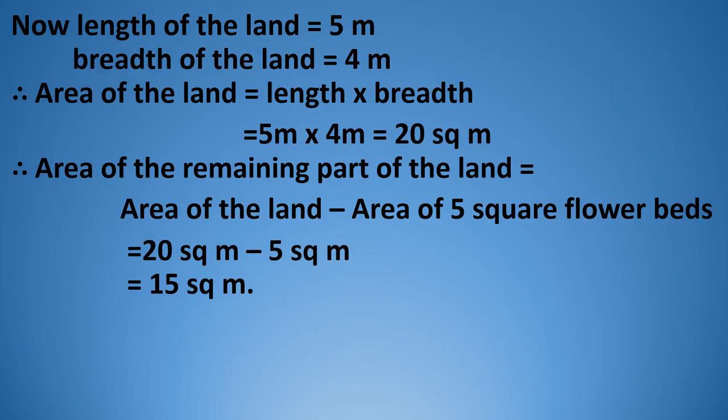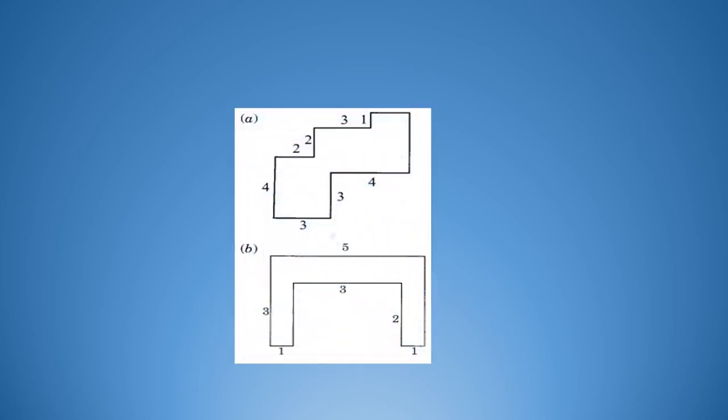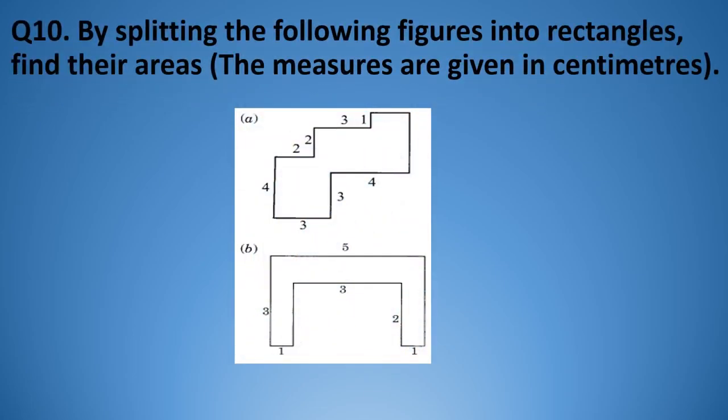See question number 10. By splitting the following figures into rectangles, find their area. First of all, what is the meaning of splitting? Splitting means breaking. You have to break this complete figure into various rectangles. Okay, and then you have to find out the area of complete figure in centimeter.